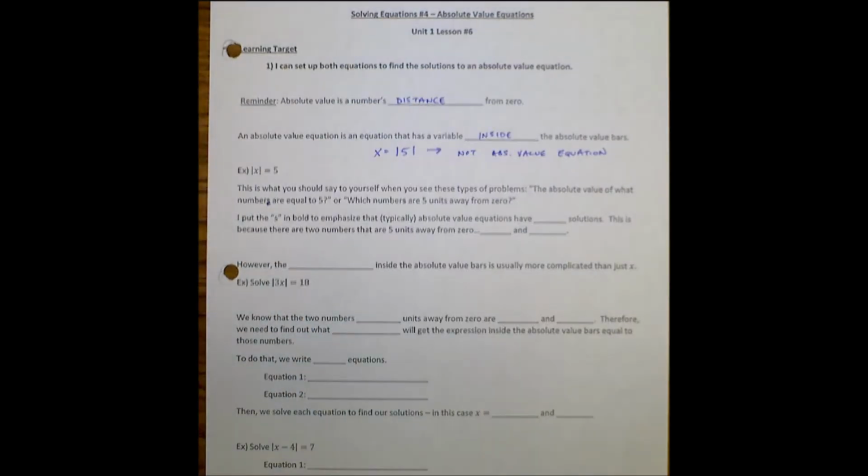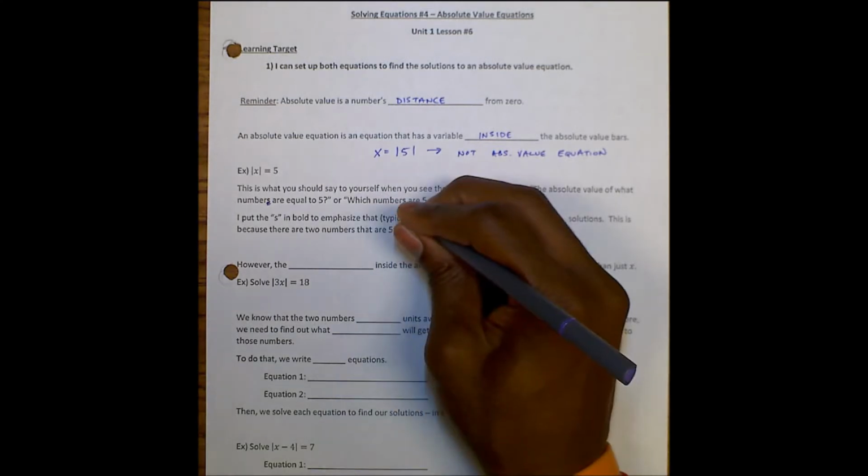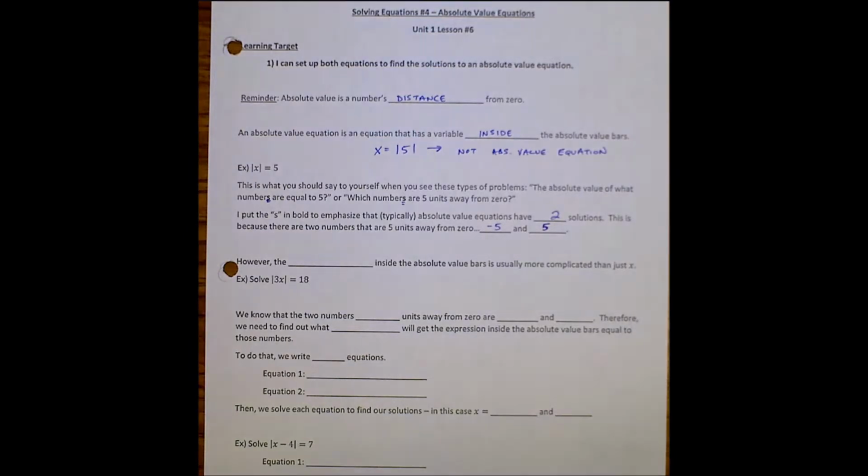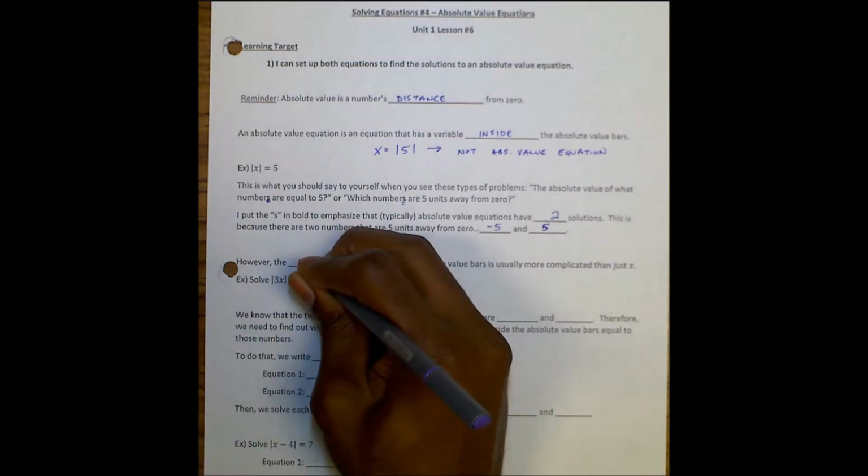Okay. So this is what you should say to yourself when you see these types of problems. The absolute value of what numbers are equal to 5? Notice that the s is bold. Or which numbers are 5 units away from 0? The s is bold to emphasize that typically absolute value equations have two solutions. This is because there are two numbers that are 5 units away from 0. Negative 5 and 5. 5 is the obvious one, but in the other direction, negative 5 is also 5 units away from 0. However, expressions inside the absolute value bars are typically a little bit more complicated than that.